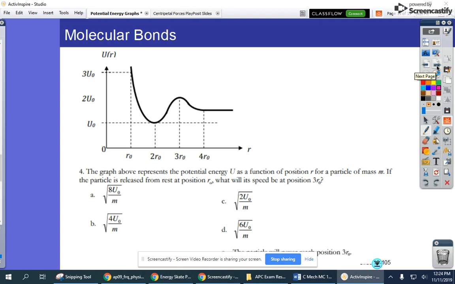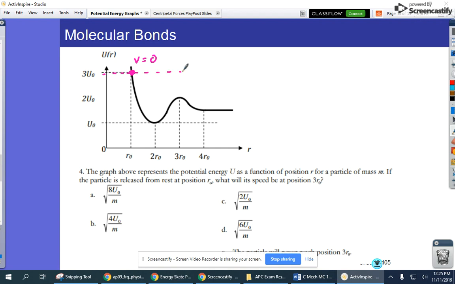If I release the particle from rest at position R0, and again, what's my advice? Always make that horizontal line for total energy, and I happen to know that it's at 0 velocity. What will its speed be at position 3R0? Well, if I come over to 3R0, I know that I started off with 3U0 of energy. Now I only have 2U0 of potential energy. So I can look at that gap and say, oh, well, my kinetic energy there needs to be 3 minus 2, which is just 1U0.